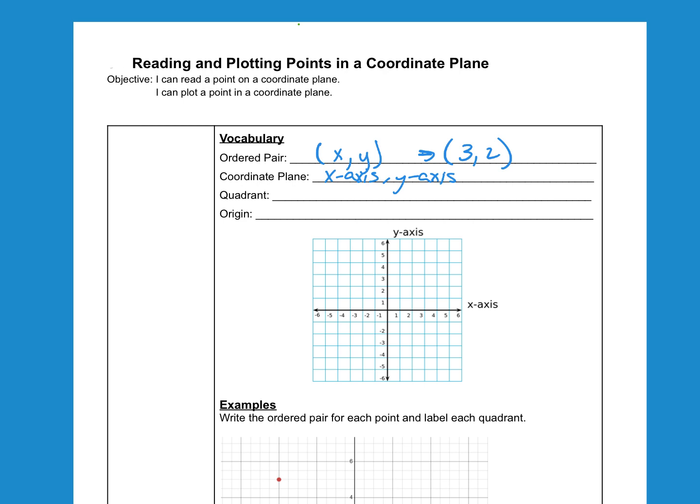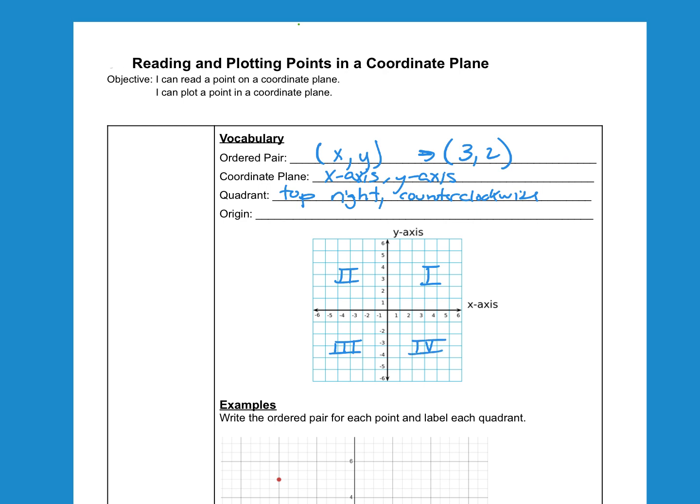There are 4 quadrants. It starts in the top right, and it goes counterclockwise, so backwards from a clock. So the quadrants then, this is going to be the top right, so this is quadrant 1. We go counterclockwise. This is quadrant 2, quadrant 3, quadrant 4.